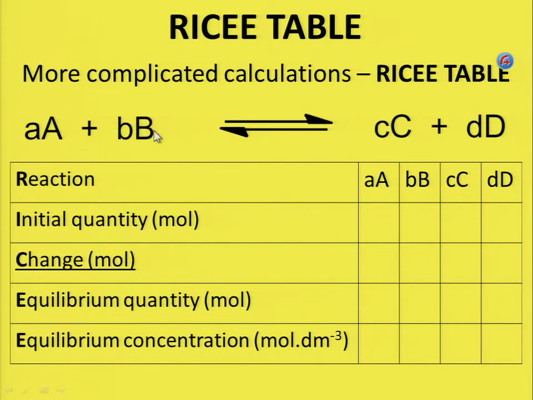If A and B are your reactants and C and D are your products in this chemical reaction, the table will look like this. RICE stands for reaction for R, initial quantity for I, change for C, and equilibrium quantity for E, as well as equilibrium concentration. Now, this table will be used for questions where you have an initial situation and then the reaction reaches equilibrium, and then you have to do some calculations around that.